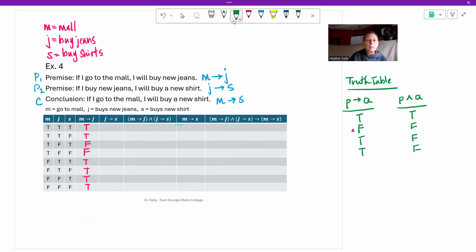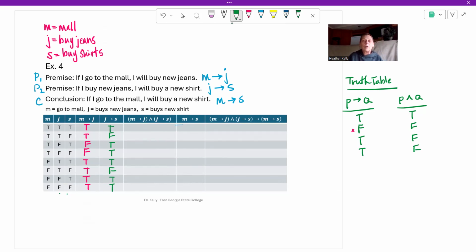Okay. Then the next one we're going to do is J and S. So these 2 guys here, true, true is true. True, false is false. False, true is true. False, false is true.